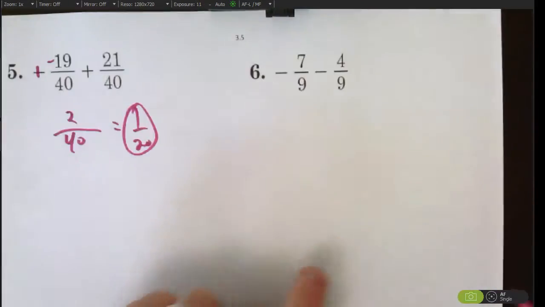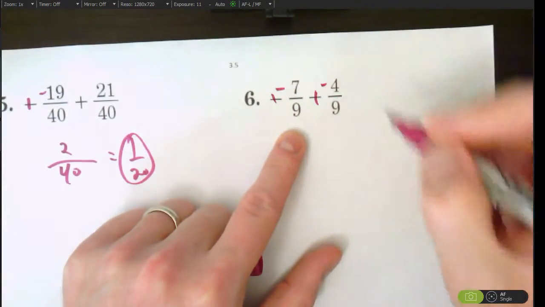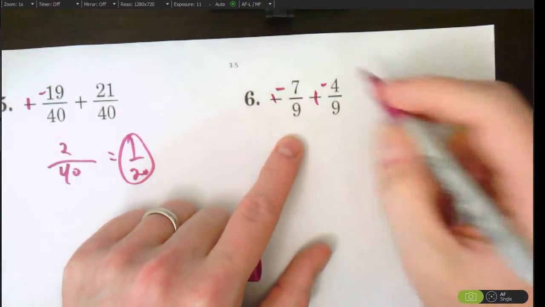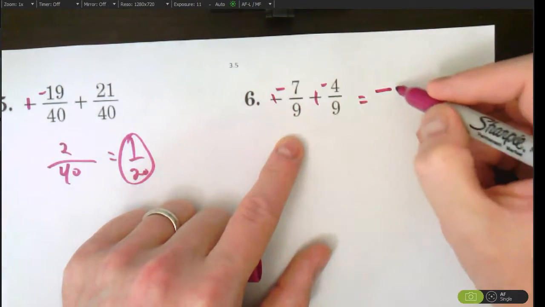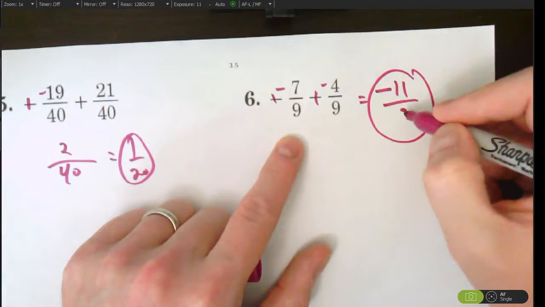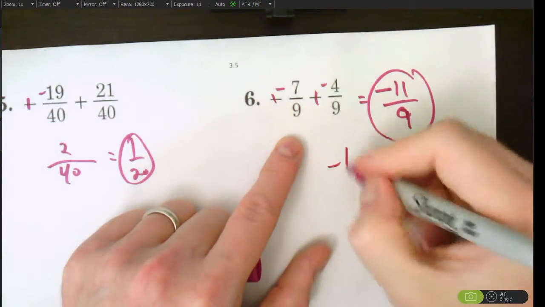Okay. Number 6, the way to treat this is it's negative 7 plus negative 4, all over 9. Well, negative 7 plus negative 4 is going to stay negative, and then 7 plus 4 is 11 over 9, so negative 11 ninths. And again, you can leave it like that, I'm okay with it, or negative 1 and 2 ninths. Either way.